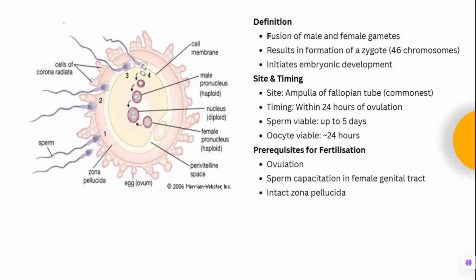Then what are the prerequisites for fertilization? First, there should be ovulation. Second, there has to be sperm capacitation in the female genital tract, and there should be an intact zona pellucida, which will be penetrated by the sperm.